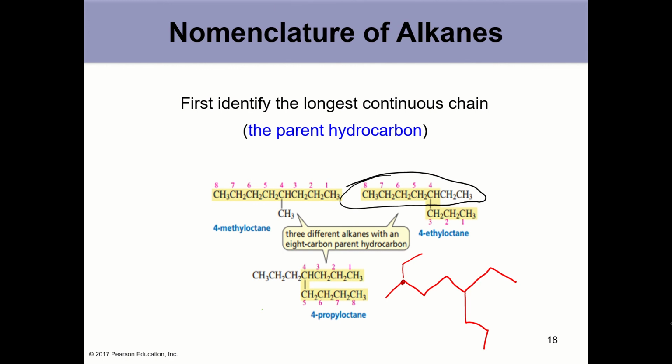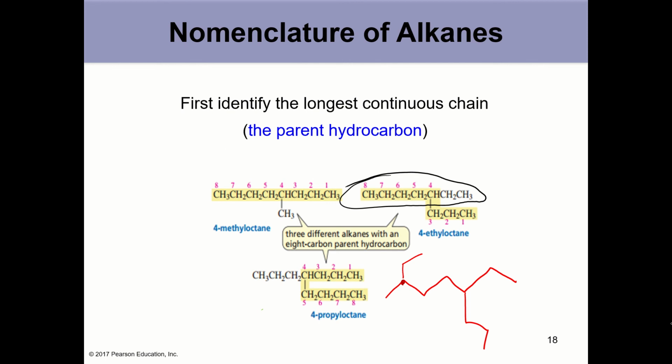Okay. Nomenclature of alkanes. So here we're going to learn our very first rule on naming an alkane. And the first rule is to identify the longest continuous chain. So having the longest continuous chain, that is going to be numbered, and you're going to put carbon 1 of the longest continuous carbon chain on the side of the chain that has a branch point closest to the end.